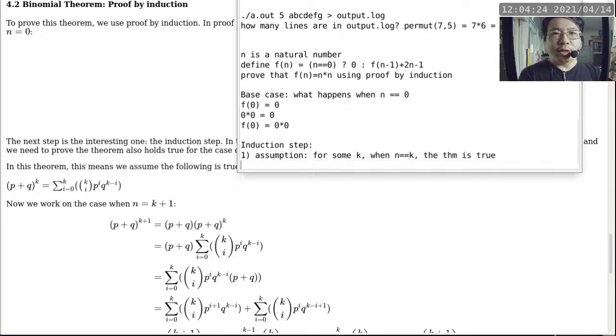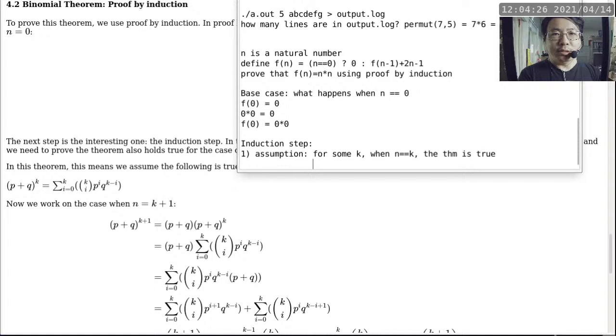Okay, so what that really is saying is for some k, f of k is indeed k times k. All right, so that's an assumption. So don't ask me which specific value is k, because that's the whole point, we don't need to know. All we need to know is there exists at least one k, which is a natural number, such that f of k equals k times k.